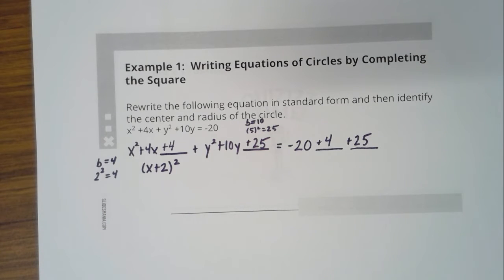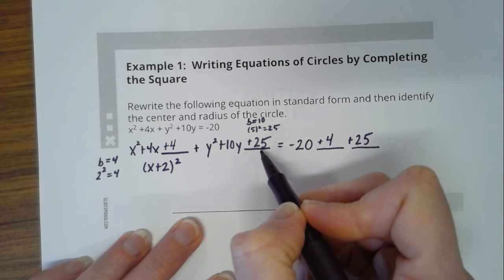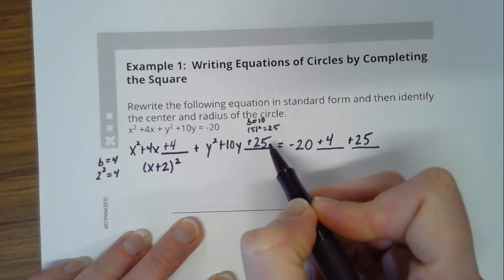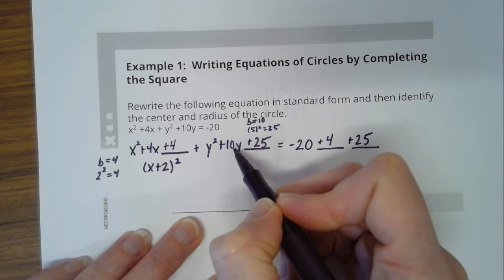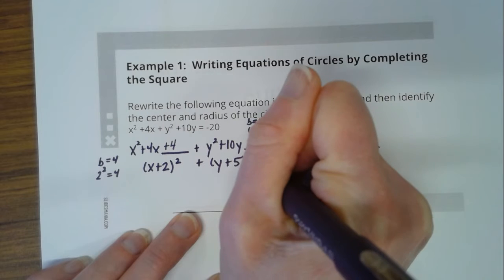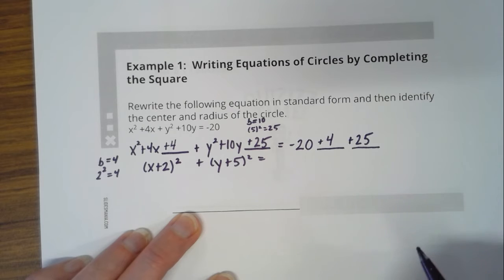And so now I've completed the square. This is a perfect trinomial square, so I can go ahead and factor this now. So this would be y plus 5 squared, because 5 times 5 would make 25, and 5 plus 5 would make 10. And then I just have to clean up this math here. So if I had negative 20 plus 4 plus 25, this would just simplify to be positive 9.